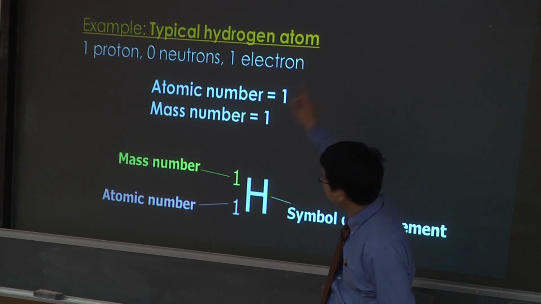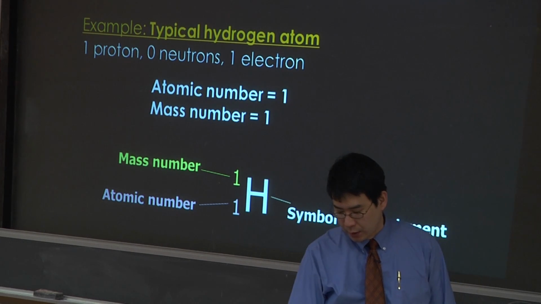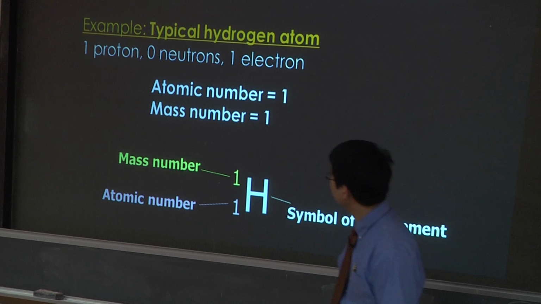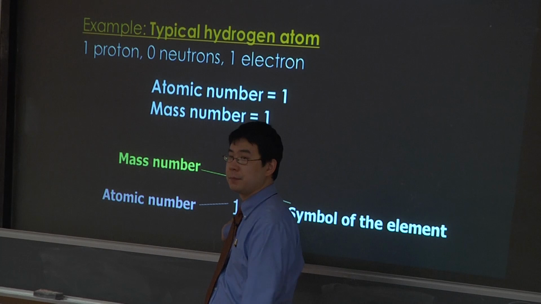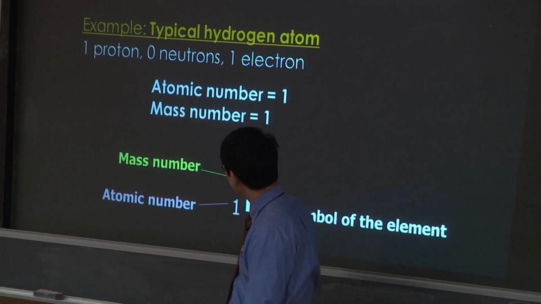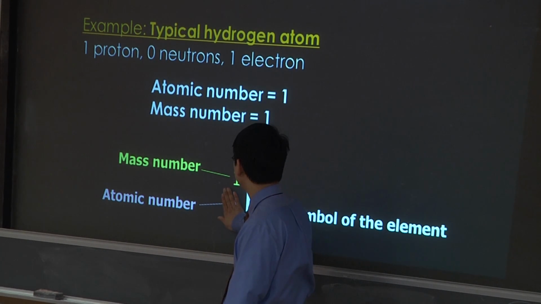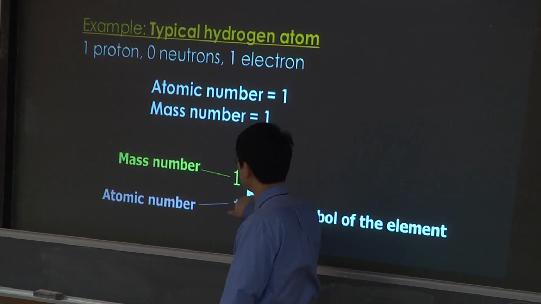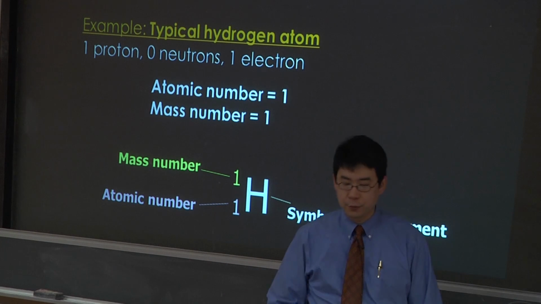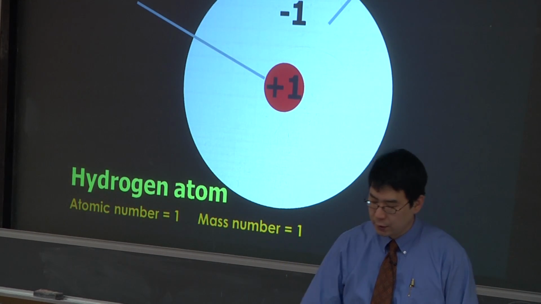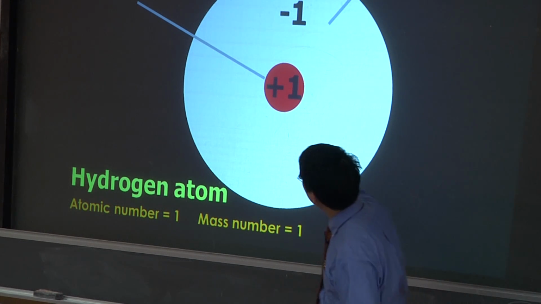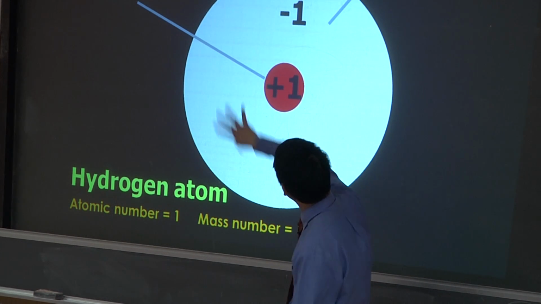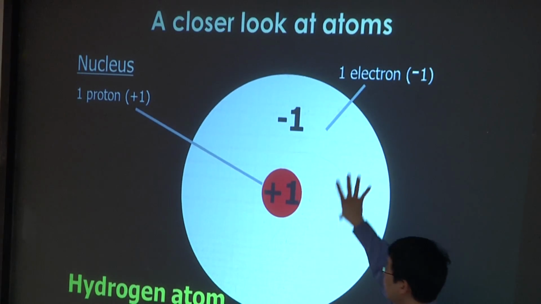So remember, it's a typical hydrogen atom. We could call this hydrogen-1, or we could call this 1H1. Technically speaking, we don't need to put the atomic number here, because hydrogen always has an atomic number of 1. The atomic number defines what type of element it is. Here's another view. The hydrogen atom has an atomic number of 1, a mass number of 1, 1 proton in the nucleus, and 1 electron that's floating around somewhere here.